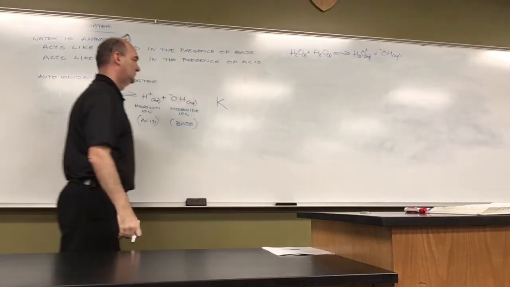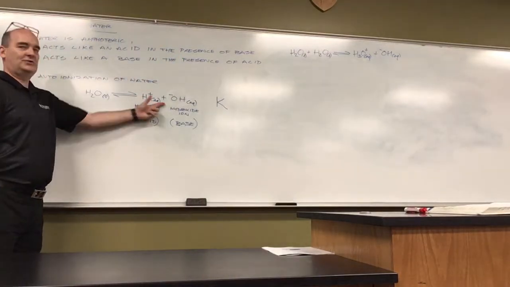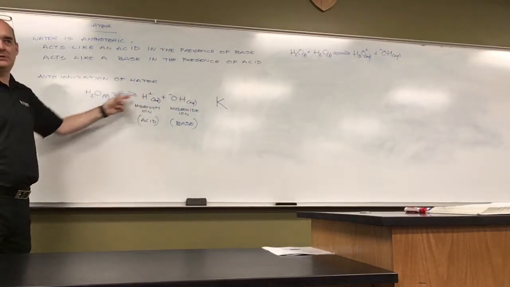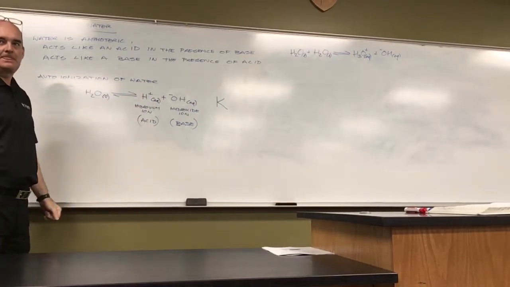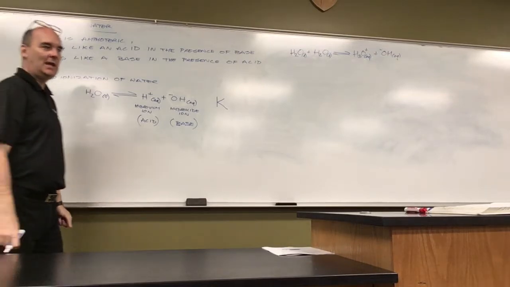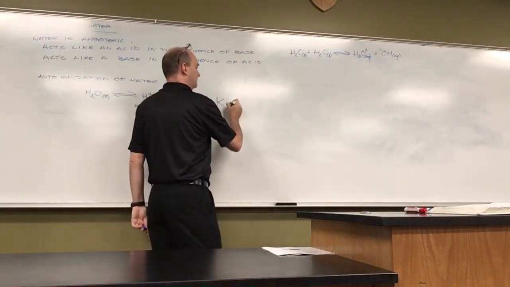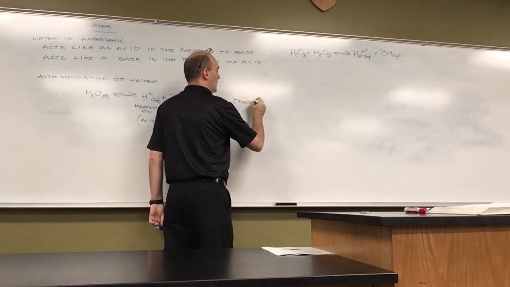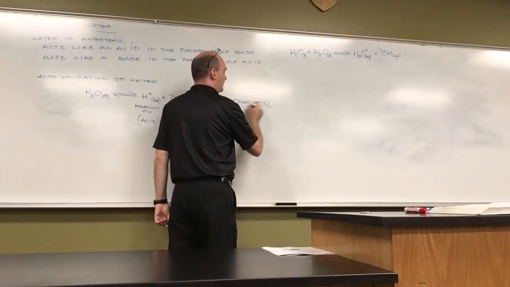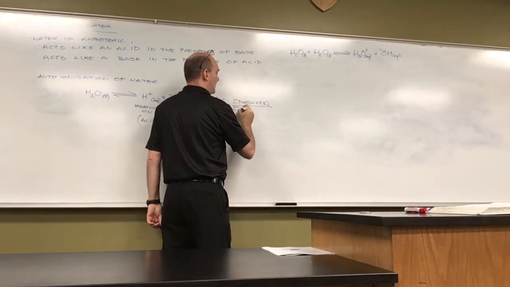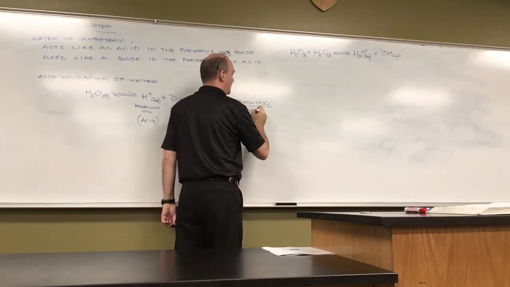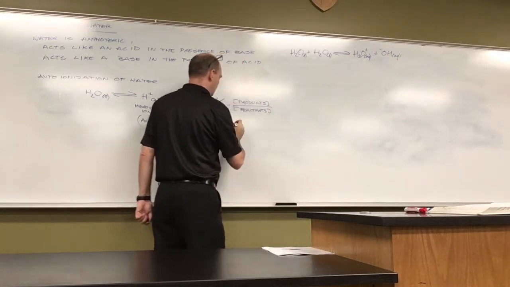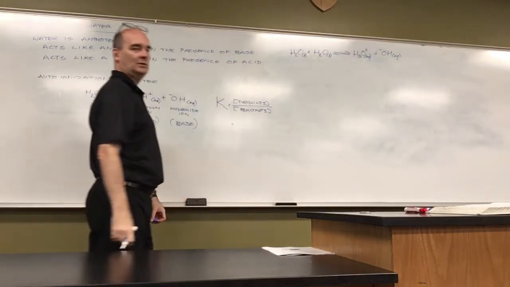Okay, for this description, my first one, the simple one. How do you write the K expression? Concentration of the products divided by the concentration of the reactants, which equals.